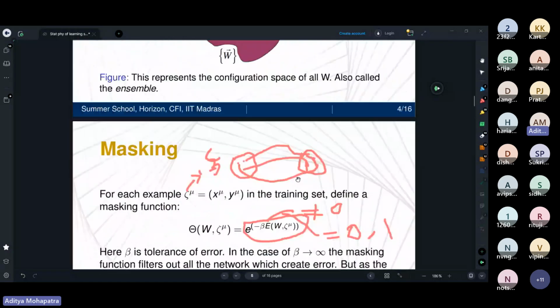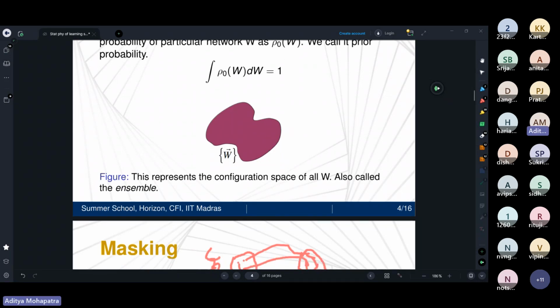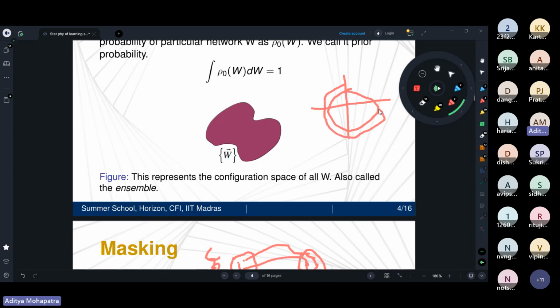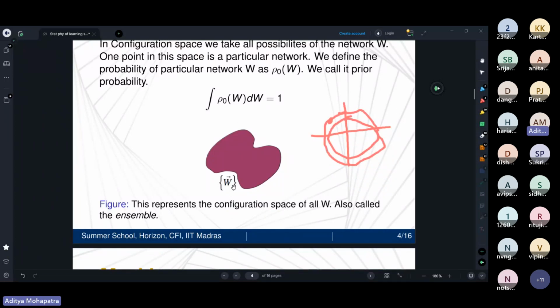I forgot to introduce a term. This entire space of all possible W, we call it an ensemble. It's a term, basically a copy of all possible values. It's similar to phase space. In case of a simple pendulum or harmonic oscillator, you have this kind of space, where every point depends on the state of the system. I guess you can relate. The configuration space is the same thing. Each point depends on a particular state of the network, W, and the entire space we call the ensemble.